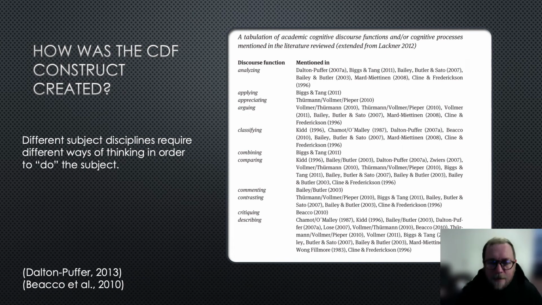And behind this idea is a functionalist understanding of language, something that the author of the discourse function construct makes very clear in her writing. And in fact, functionalism is very much the linguistic theory behind a lot of CLIL concepts and research. And you can see it very explicitly in the work of many researchers.